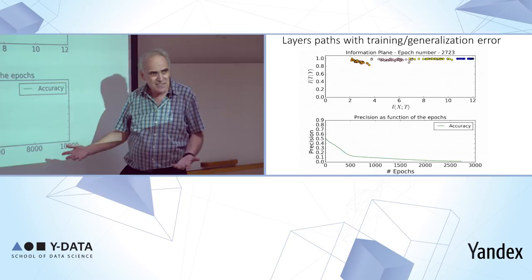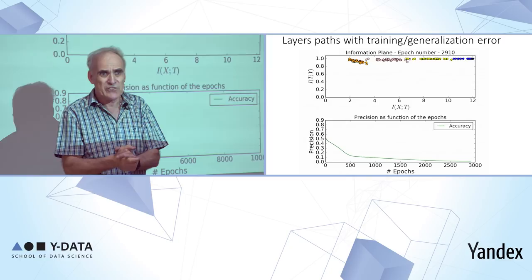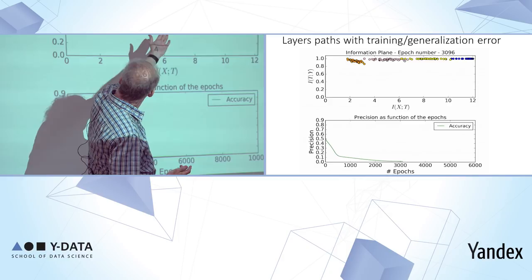So what's going on here? Essentially, I'm telling you, look, the training error got essentially saturated. You already exhausted your data in terms of fitting the labels. But the representation is still changing. Look at these yellow lines. They still move to the left.